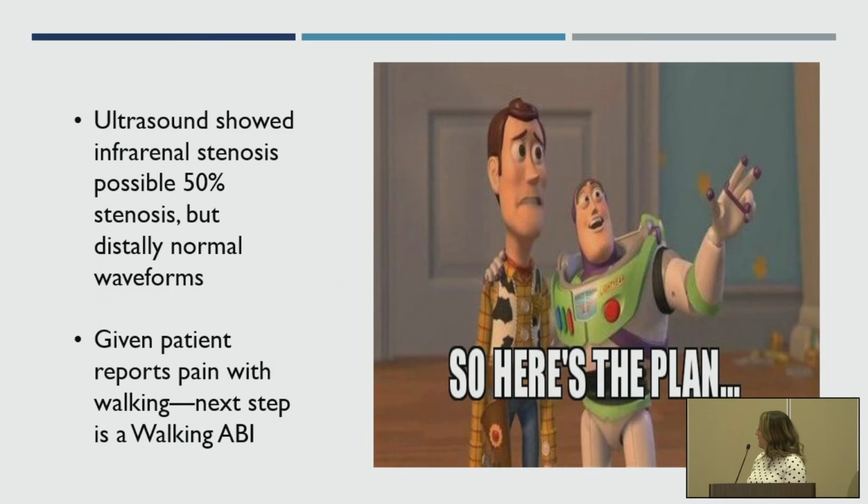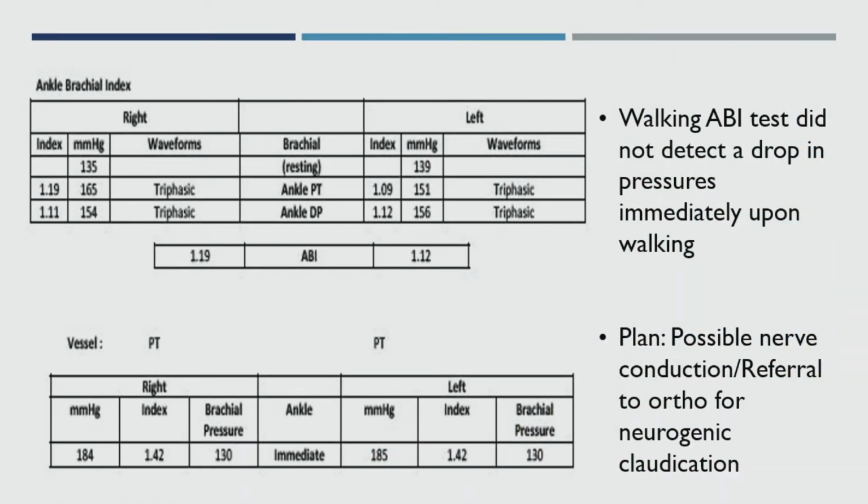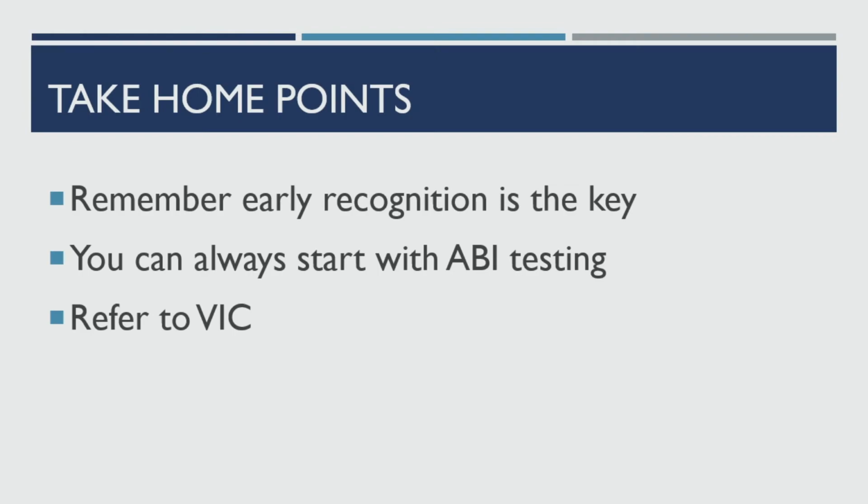So I walked the patient. I went a little bit ahead of what I was saying. So this is the plan. I walked him, and immediately after walking 5 minutes, his pressures never dropped at the ankle. So ultimately, this lesion at the aorta could just be calcification, and it's probably not a significant lesion to cause his hip pain. At this point, he could be having some spinal issues, so my plan was to refer him to ortho for possible workup and even a nerve conduction study.